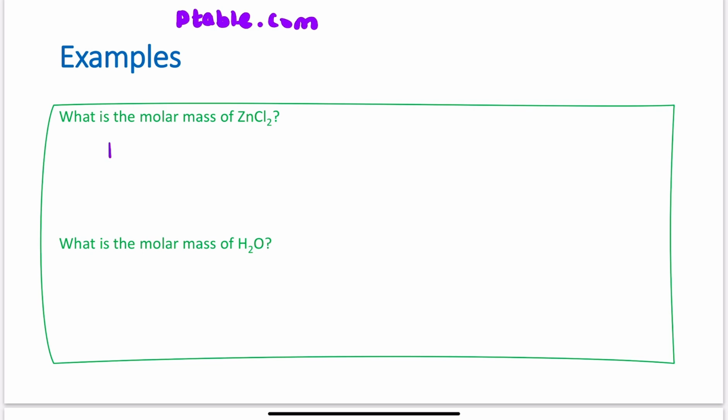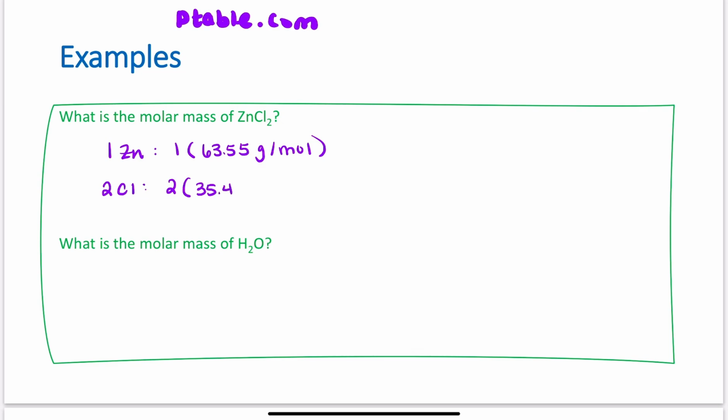So in zinc chloride, I have one zinc. I look it up and I see that zinc has a molar mass of 63.55 grams per mole. So again, that means if I had exactly 1 mole of zinc atoms, so 6.022 times 10 to the 23rd zinc atoms, it would weigh 63.55 grams. Notice in the formula I have two chlorines, so I need to make sure to multiply that mass by 2 to account for the two chlorines.